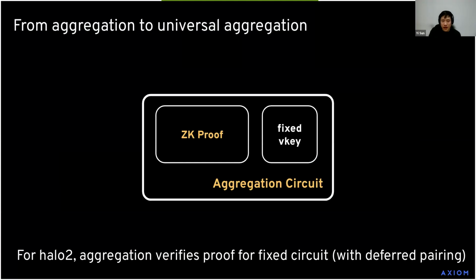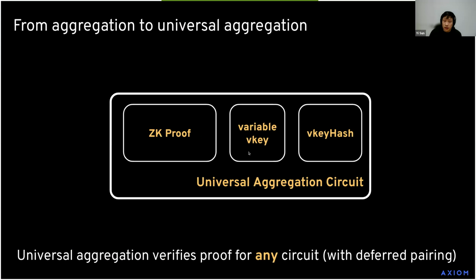So within a normal aggregation circuit, we have a ZK proof, and then we have a fixed V key, which means that it's public. Now, when we make it universal, we're going to make the V key variable, and then we could choose to make it public, but the V key is pretty large, so it's undesirable to make it a public output. Instead, we want to make something a bit smaller public, which we call the V key hash.